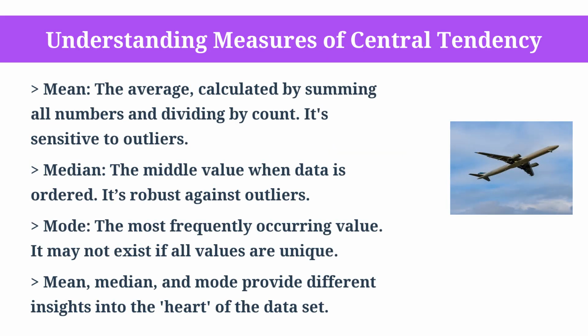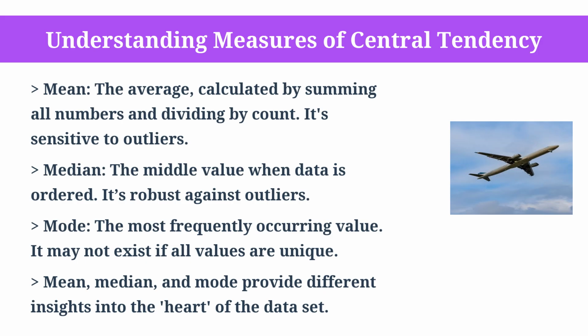Well, measures of central tendency are like the heart of our data set. They give us a sense of where the center lies. The three main types are the mean, median, and mode. The mean is simply the average. You add up all your numbers and divide by how many there are. It's great for giving an overall picture, but can be skewed if there are extreme values or outliers in your data set.